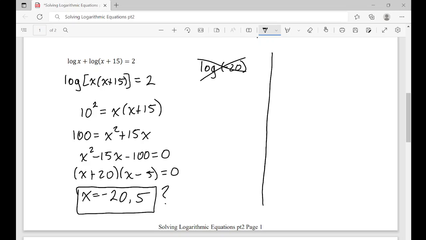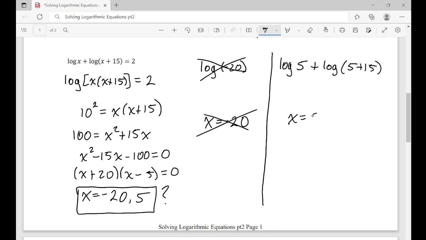Now I'm going to try 5. Log of 5, that's fine, plus log of 5 plus 15. And 5 plus 15 is a positive 20, and that is again good. I don't need to go any further because I trust that I did all the work correctly. So the solution x equals negative 20 is extraneous, so it doesn't work. And the solution x equals 5 does work. So this is my only answer for this equation.